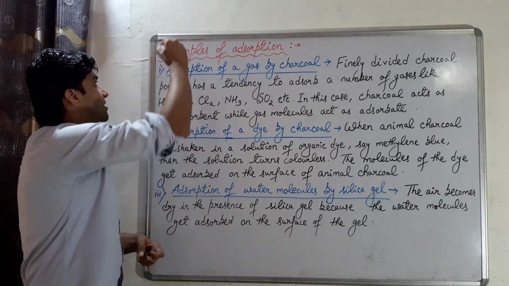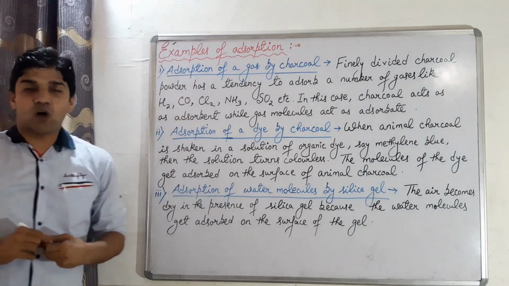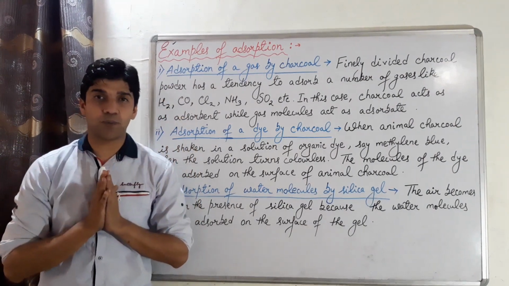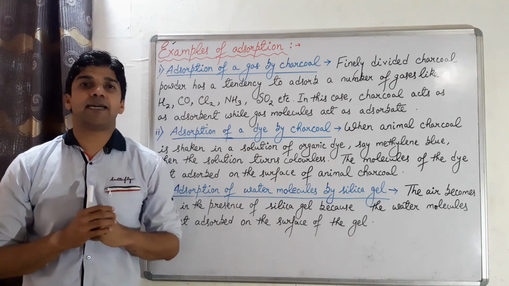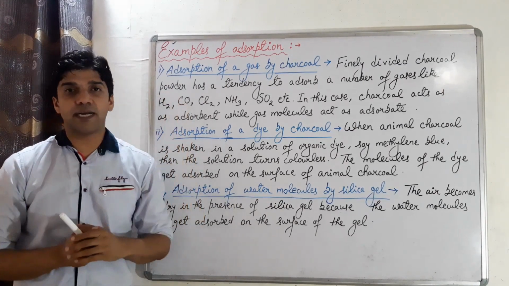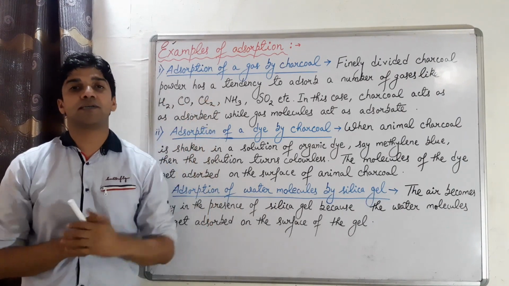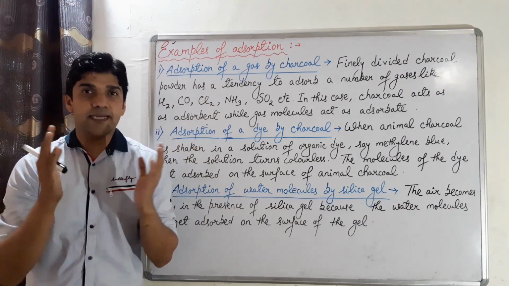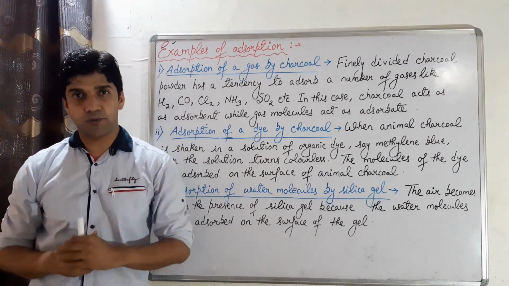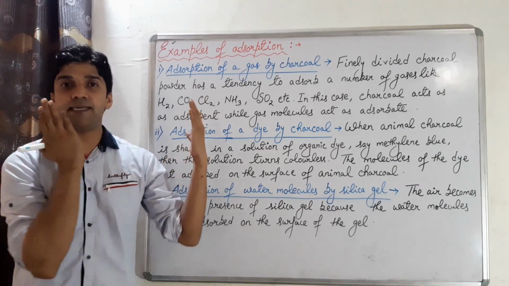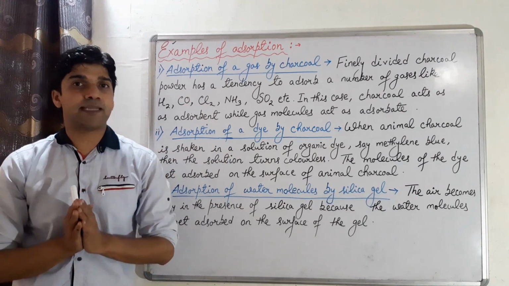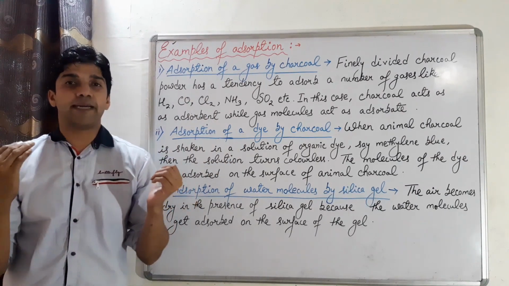Let's now come to examples of adsorption. First example here is adsorption of gas by charcoal. So it has been found that many gases like hydrogen, carbon monoxide, chlorine, ammonia, sulfur dioxide, they get adsorbed on the surface of activated charcoal. So in this case, these gas molecules, they will act as adsorbate, and the activated charcoal, it will act as adsorbent.